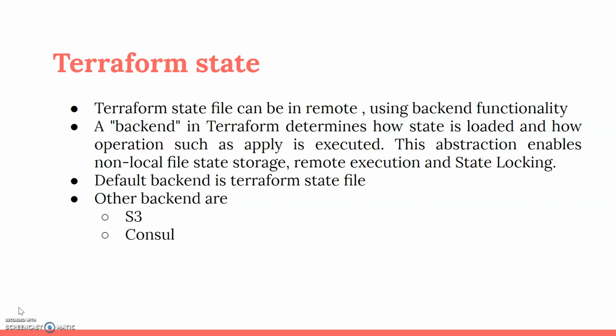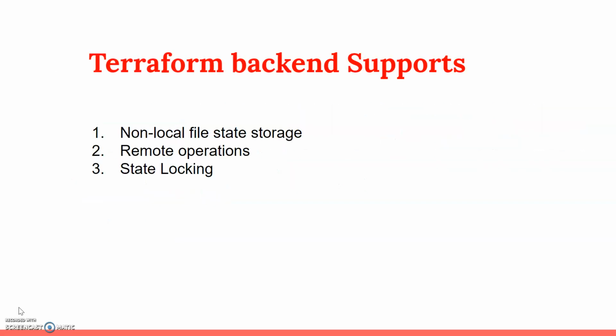Both of the functionalities support locking. When you run your Terraform, it will lock for a specific single user, so a second user will not run the same thing. It makes it easy to maintain a single state file, and for your QA and production environments you have to maintain such state files. So backend supports non-local state storage, remote operation, and state locking. And S3 uses DynamoDB for state locking.